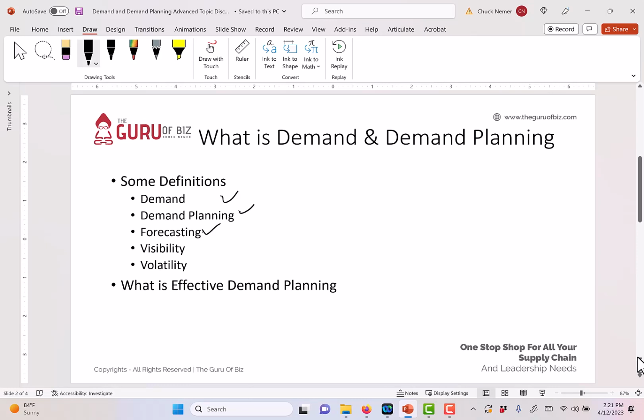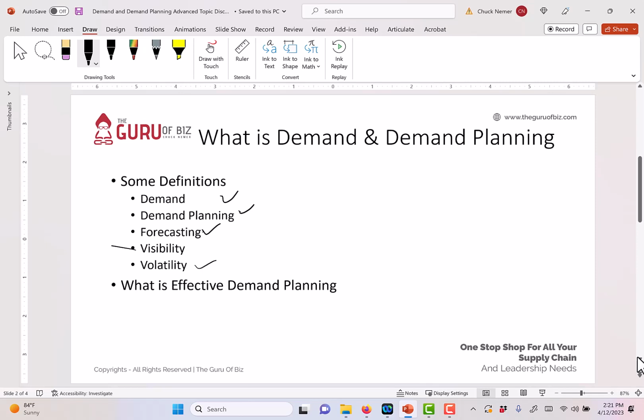Forecasting, the third item here, is a critical component of demand planning as it involves analyzing historical sales data, market trends, and any other relevant factors to predict future demand. Let's jump then over to visibility. Visibility refers to the ability to track and monitor demand in real time, allowing companies to quickly adjust their production or inventory levels as they're needed, with the chance to look out in front of them.